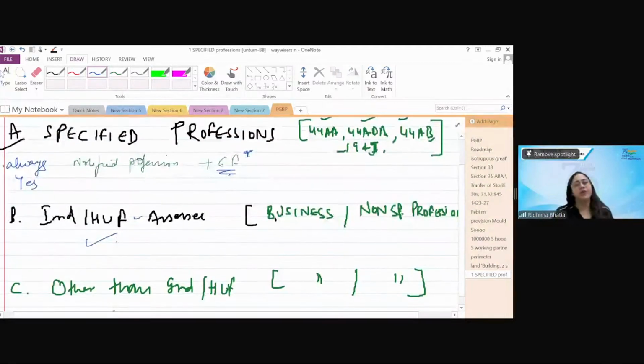This is maintenance of books. Generally, theoretical questions at your level come very rarely, but now I hope the provision is clear. Any doubt up till now?